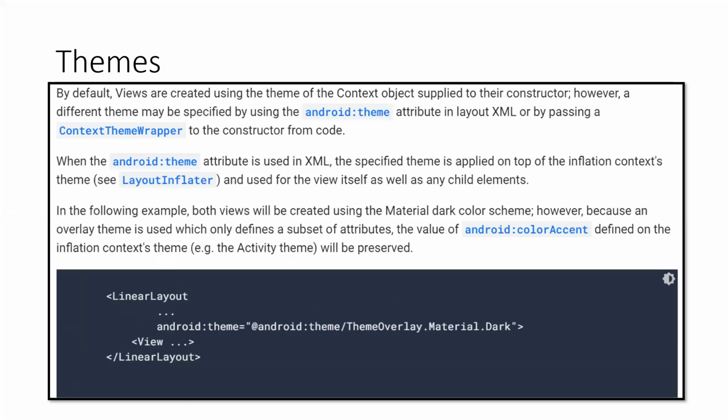The next thing, other than tags, is themes. When we discussed context and context wrapper, we also saw something related to theme, ContextThemeWrapper, if you remember. By default, views are created using the theme of the context object supplied to their constructor. However, you can also use your own theme. Like in this case, you can specify in a linear layout that you are going to use a theme, and you can mention a theme. Otherwise, the theme of its parent is going to be applied.